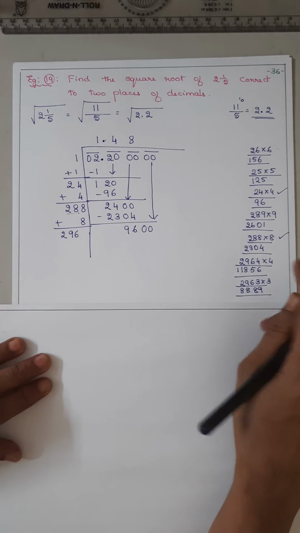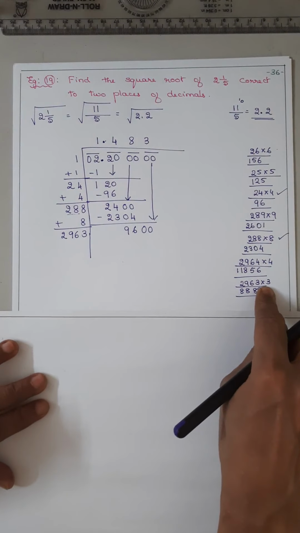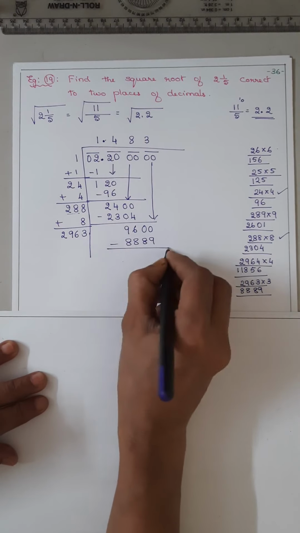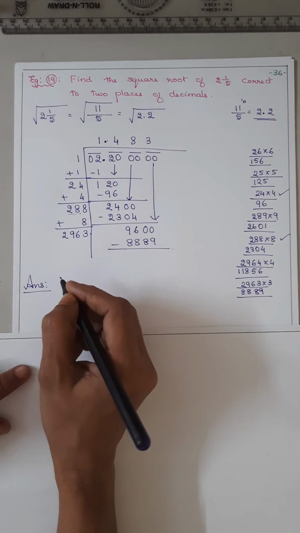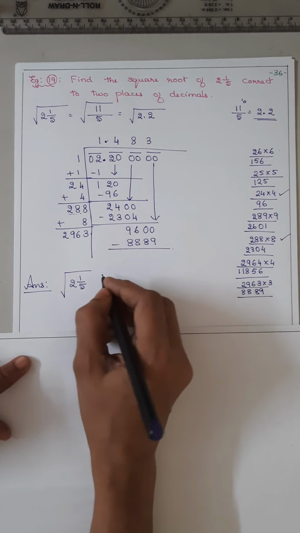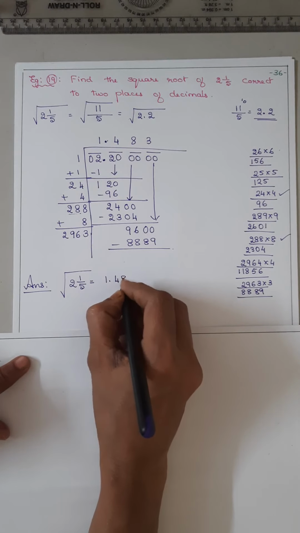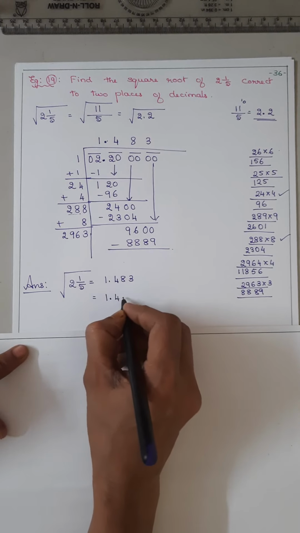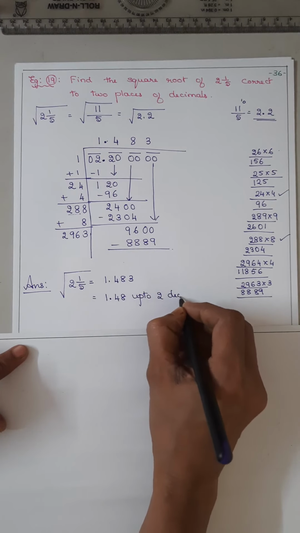So you got 8, 8, 8, 9. Yes. So it is 3 and 3. 2, 9, 3, 3 into 3. You got 8, 8, 8, 9. Now write the answer. Square root of 2 1 by 5 is equal to how much? 1.483. Now 3 is small, so it will be 1.48 up to 2 decimal places.